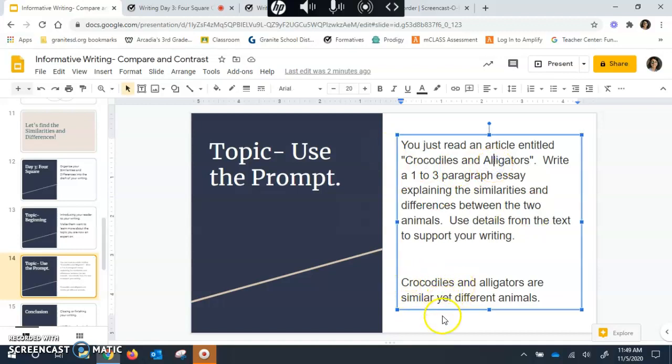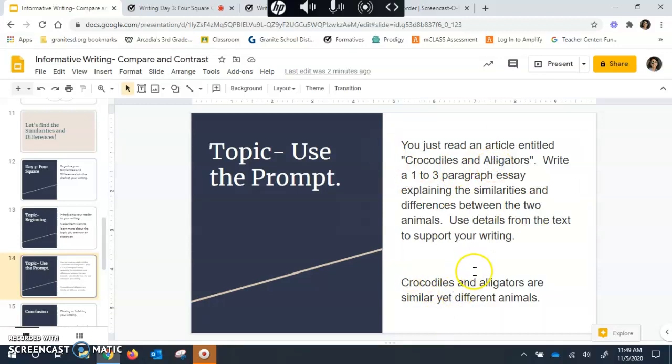So here's an example. Crocodiles and alligators are similar yet different animals. So I talked about the crocodiles and alligators. I didn't just say they. I'm telling my reader what animals I'm talking about and that I'm going to be giving them similarities and differences. They're similar yet different animals. So there could be our topic right there.